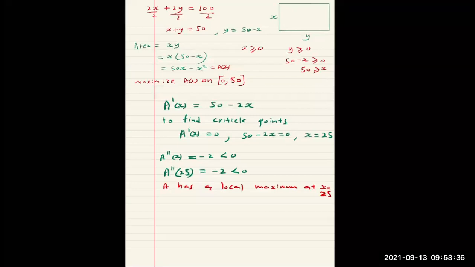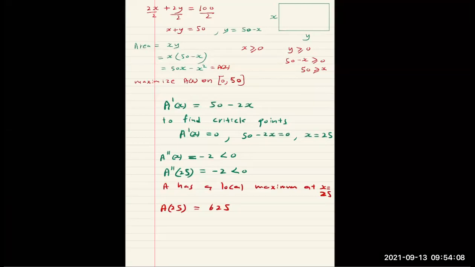Okay. Now, what do we have to do? Is this going to be your global maximum? Are you going to have a global maximum at x is equal to 25? Well, we don't know yet. Let's find the function value, the value of the area at x is equal to 25. Let's find A of 25. If you plug 25 into your area function, you will get 625.